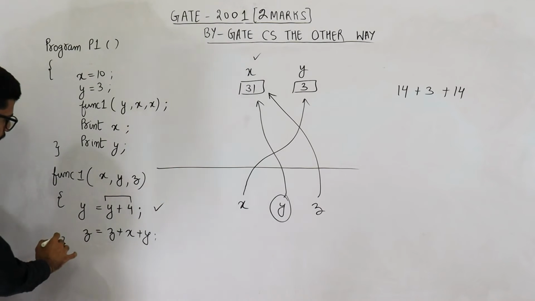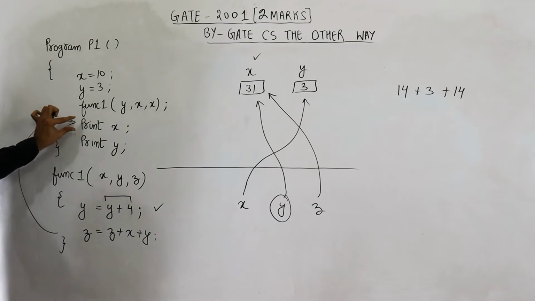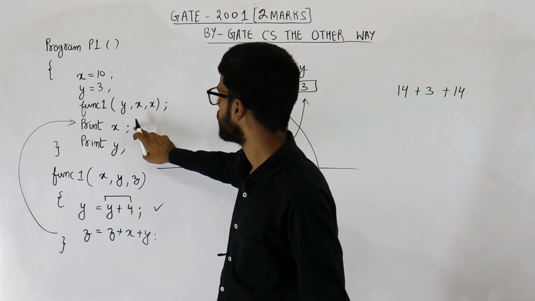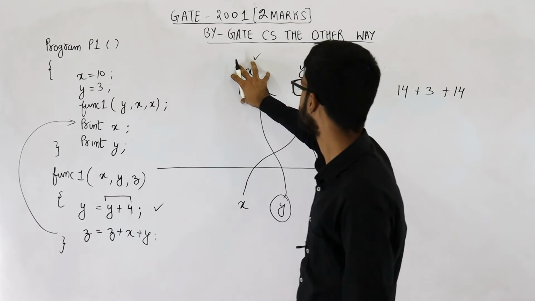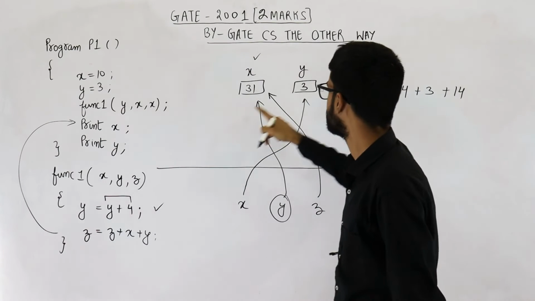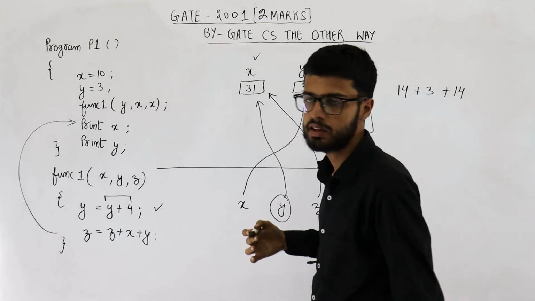Now this was the last line inside this function fun1. That means control will go back to the next line after the function call. Now you will start executing this one, because the function call has completely ended. Print x means print this one, so 31 is printed. Print y means print this value, 3. So the output is 31 then 3.